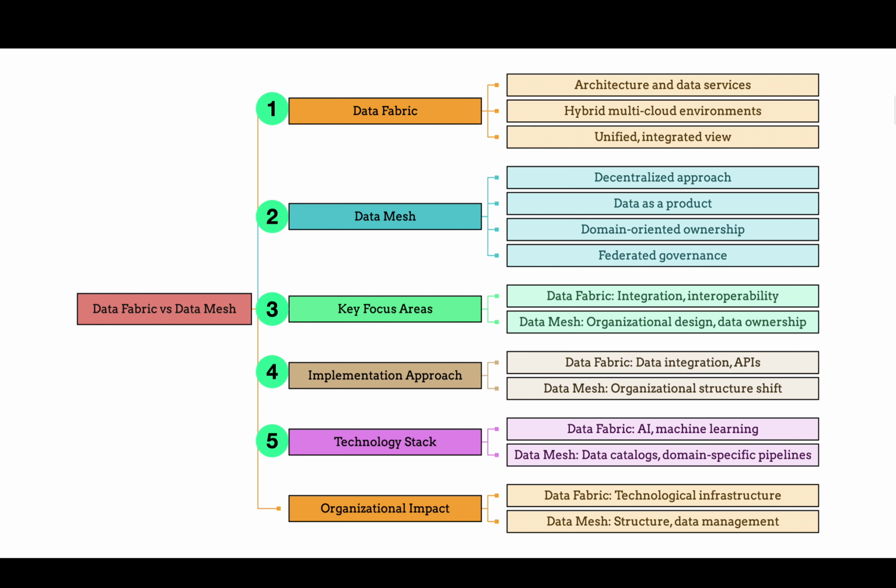5. Technology stack. Data fabric leverages technologies like AI, machine learning, and advanced analytics. Data mesh uses technologies that enable domain-oriented data ownership, such as data catalogs and domain-specific pipelines. 6. Organizational impact. Data fabric affects the technological infrastructure of an organization, whereas data mesh impacts both the organizational structure and the approach to data management and operations.